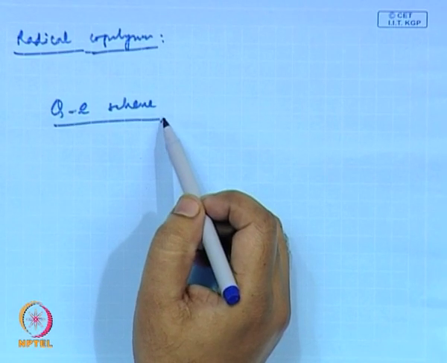Now, in the next lecture, we will start from this Q-e scheme and briefly talk about it, then briefly talk about ionic copolymerization and very briefly about the application part of copolymerization, and in the second half of that lecture we will start ring opening polymerization.